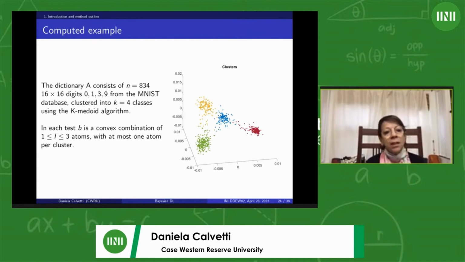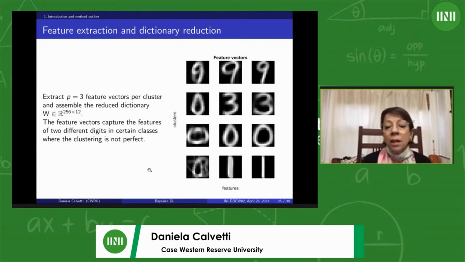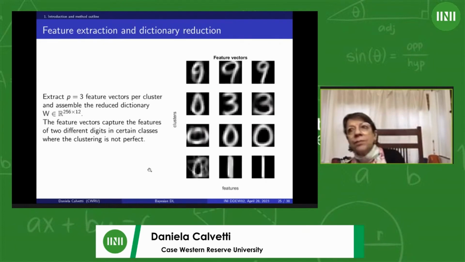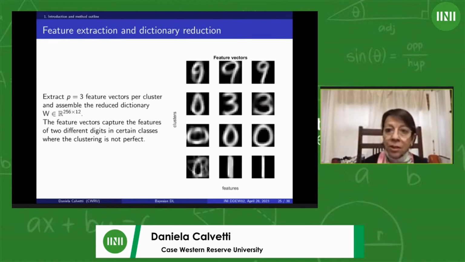So we start in sample, we construct a B as a convex combination of a variable number, between 1 and 3 atoms, with at most one of them from each cluster. And we don't know a priori how many of them we have. We do the reduction of the subdictionaries.